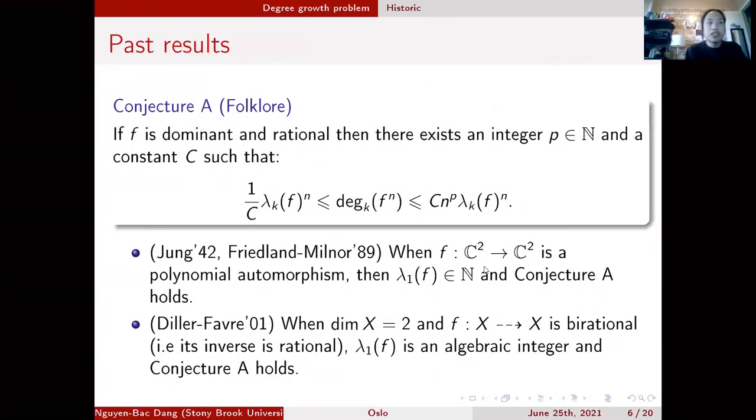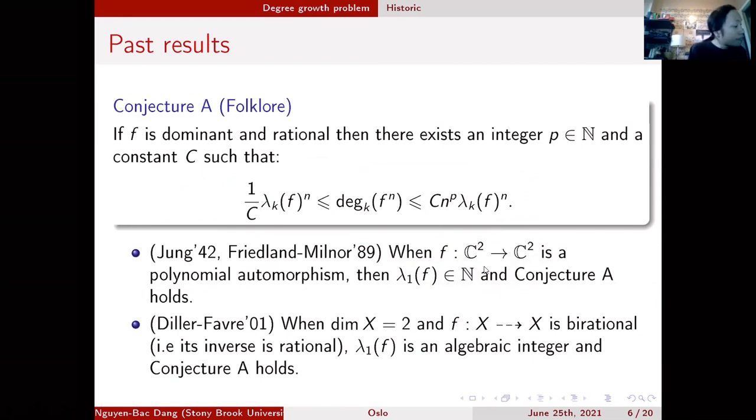So you can ask two questions. First, if there is a growth that you understand, and the dynamical degree is a specific number, maybe is it always an algebraic number? So in dimension 2, there were some cases that were understood. By Jung and Friedland-Milnor, if you look at automorphisms of C^2, so polynomial automorphisms, then you can check that the first dynamical degree is an integer, and you always have this growth that is exponential or polynomial times exponential.